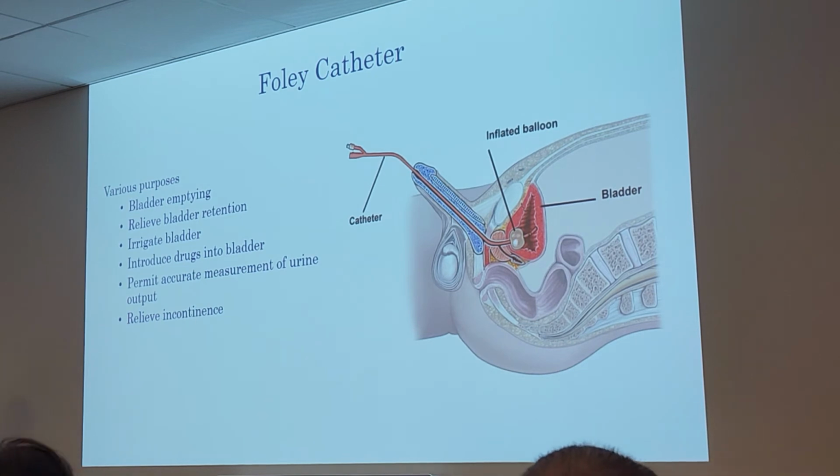Alright, that is a picture of a Foley catheter. You can see that it's inserted through the urethra, and we have the balloon inflated in the bladder to make sure that it doesn't come out. And we also have an area here that can be used to inject water or contrast, whatever the need may be, into the bladder. And these are some reasons why a Foley would be used.